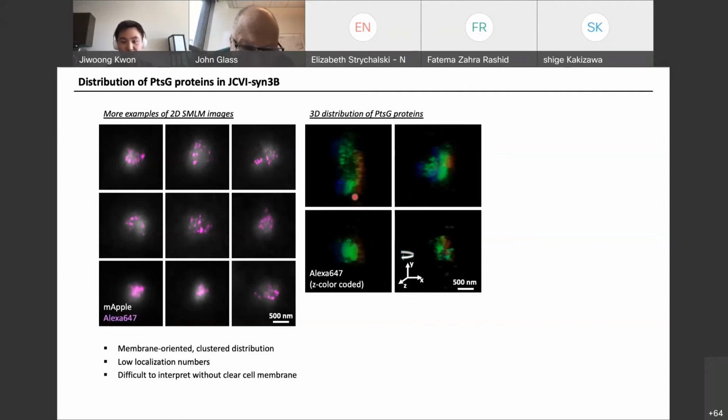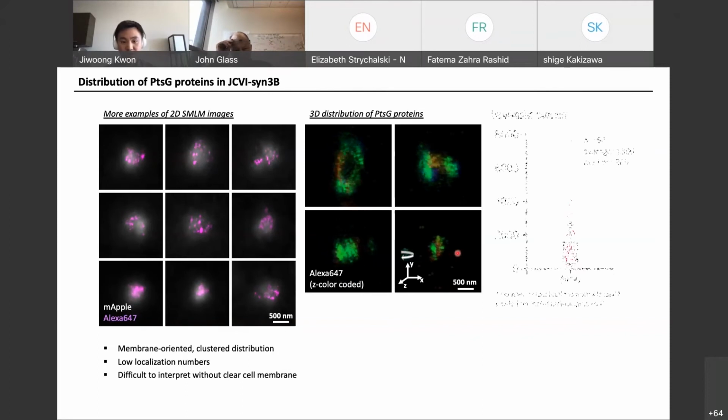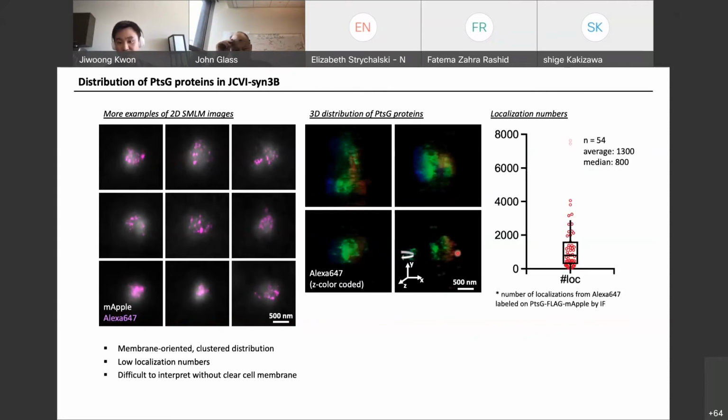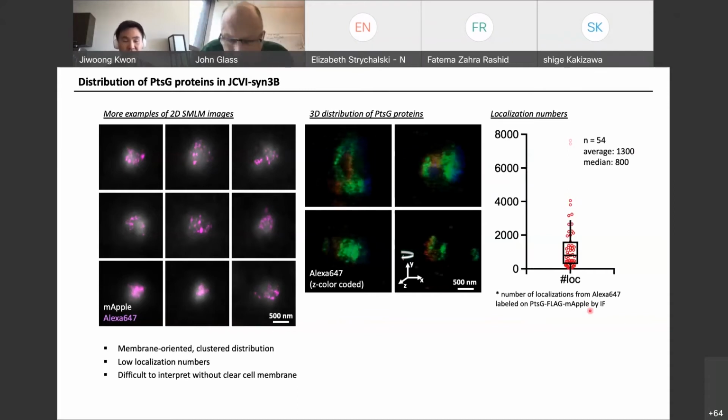Here, the different colors mean different Z positions of the protein. So the PTSG proteins do not exist evenly on the membrane, but they cover only a sub-region of the membrane. And when I quantified the number of localizations, the average number was about 1,300, which is way smaller than an expected value.